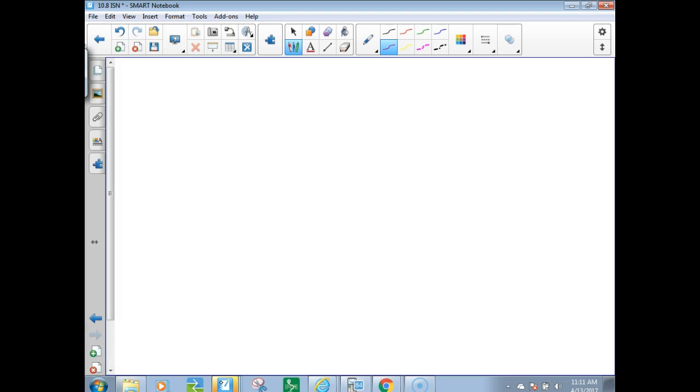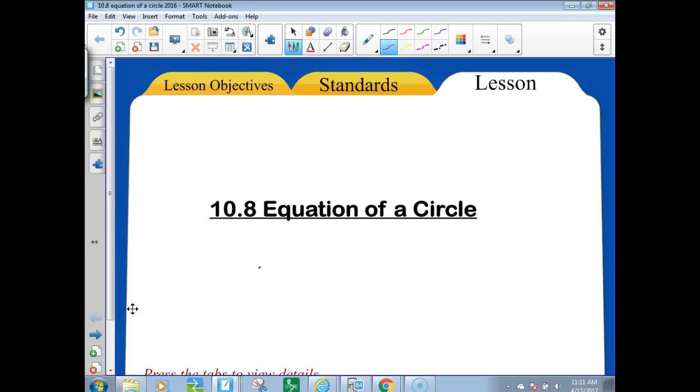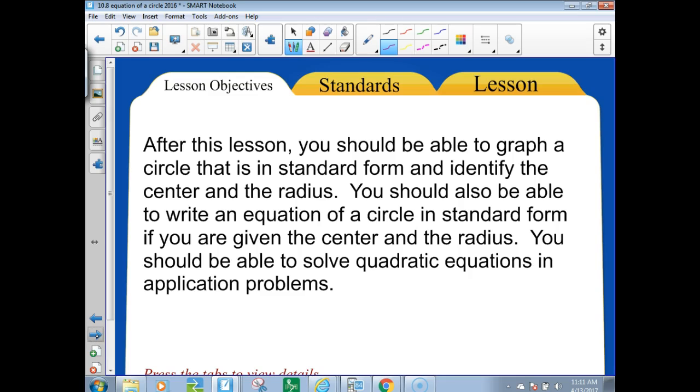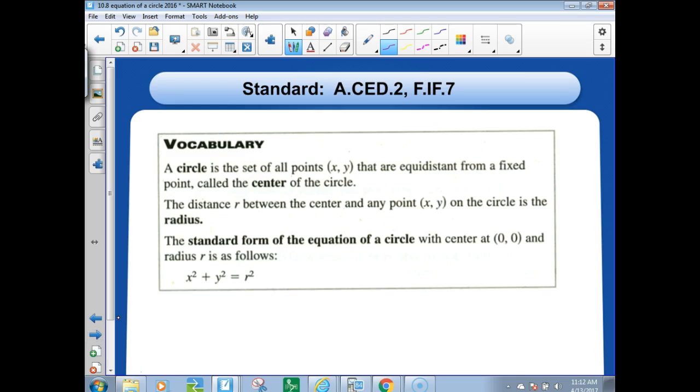That's the last one in the ISN. So now we're going to go to the packet. After this lesson, you should be able to graph a circle that is in standard form and identify the center and the radius. You should also be able to write an equation of the circle in standard form if you're given the center and the radius. And you should be able to solve, well, I don't know how many quadratic equation problems we'll even do. So there's just a repeat here of the things we just discussed. If the center's at the origin.